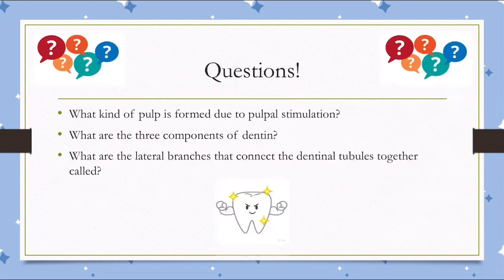Okay, so after listening to our lovely presentation, we have some questions for you guys, so the pressure is on. Our first question to you guys is, what kind of pulp is formed due to pulpal stimulation? Our next question to you is, what are the 3 components of dentin? And our last question, what are the lateral branches that connect the dental tubules together called?